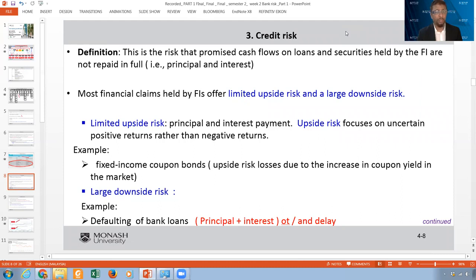And when we say default, the definition of default is three issues. Either they don't pay you on time, or they don't pay you the interest, or they don't pay you the principal, or they don't pay both. So delaying the payment is defaulting. Not paying part of the interest or the principal is credit risk. When we talk about defaulting, we are talking about large downside risk.